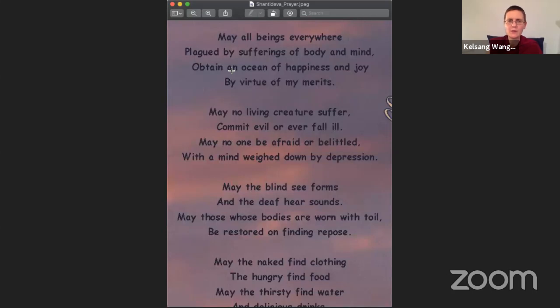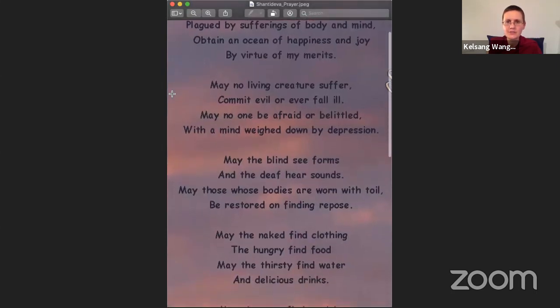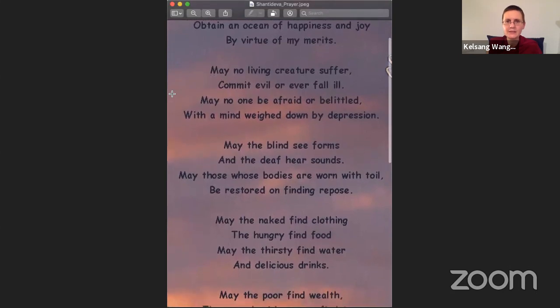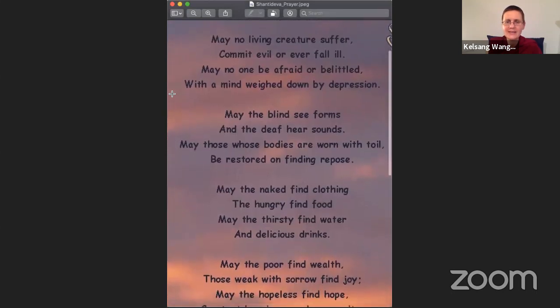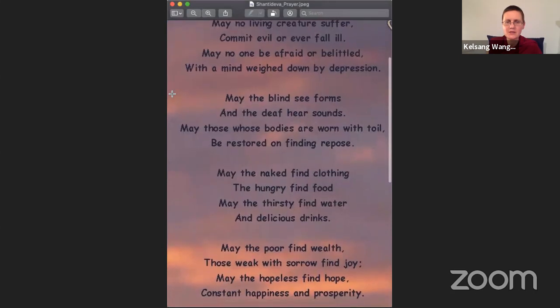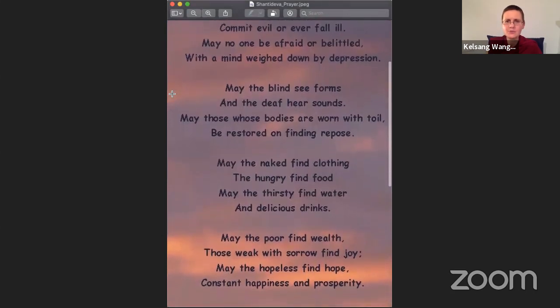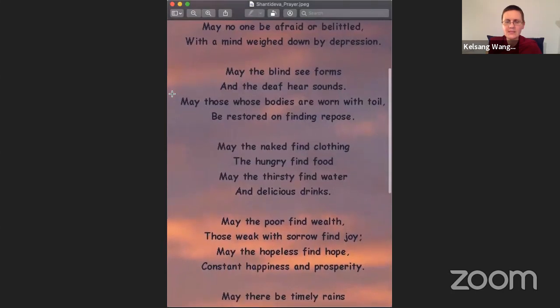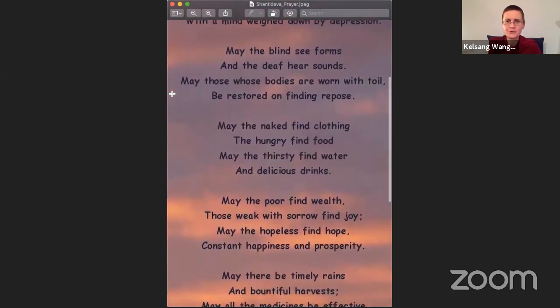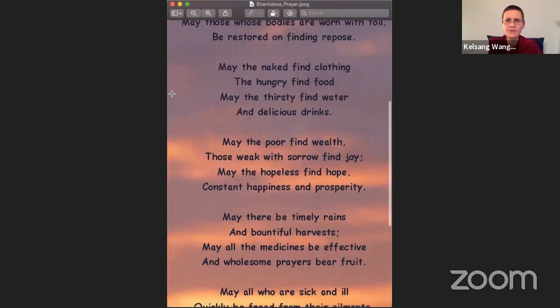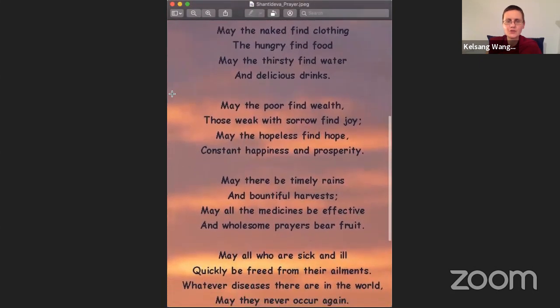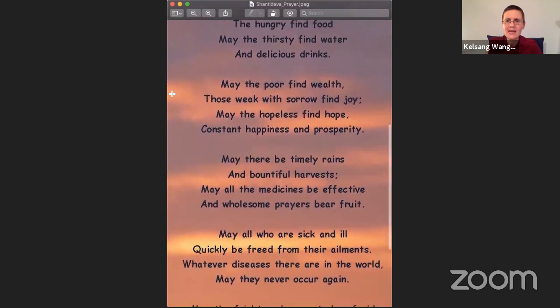May all beings everywhere, plagued by sufferings of body and mind, obtain an ocean of happiness and joy by virtue of my merits. May no living creature suffer, commit evil, or ever fall ill. May no one be afraid or belittled with a mind weighed down by depression. May the blind see forms and the deaf hear sounds. May those whose bodies are worn with toil be restored on finding repose. May the naked find clothing, the hungry find food. May the thirsty find water and delicious drinks. May the poor find wealth, those weak with sorrow find joy. May the hopeless find hope, constant happiness and prosperity.